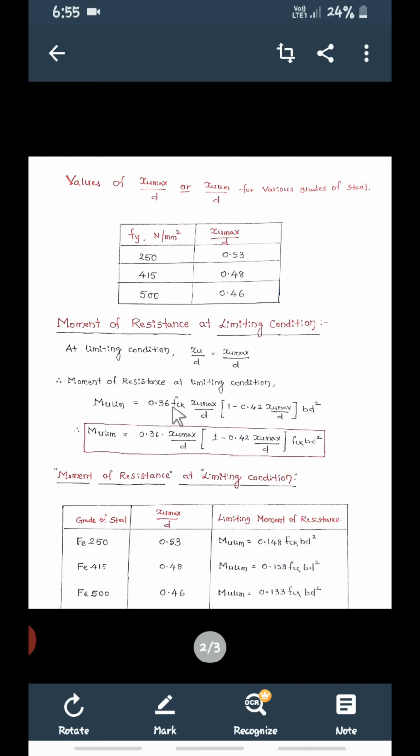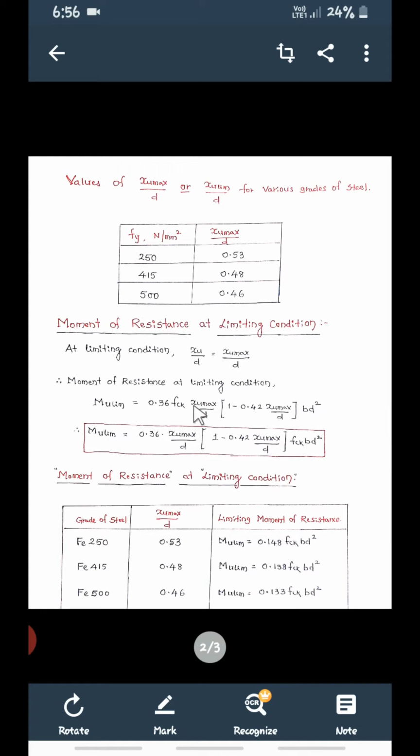Now see, 0.36 fck, in the previous class we have seen Xu by d. So Xu by d now becomes Xu max upon d. So 0.36 fck Xu max upon d into bracket 1 minus 0.42 Xu max upon d, bd square. Yesterday we have seen that the only change is that wherever Xu by d was there, you can substitute Xu max upon d. So Mu limit is equal to 0.36 fck Xu max upon d, 1 minus 0.42 Xu max upon d, into bd square.